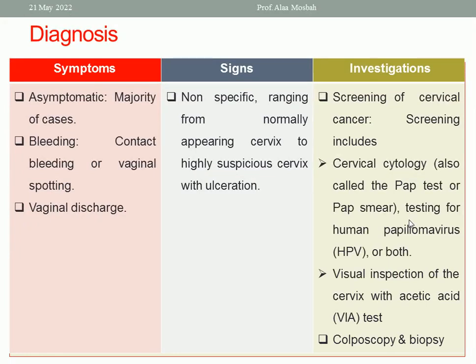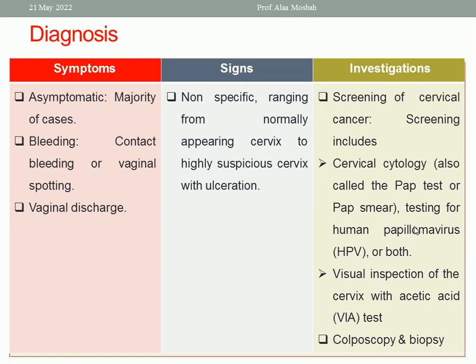Diagnosis depends on the symptoms and signs and investigations. Symptoms may be asymptomatic in the majority of cases, or there may be contact bleeding or vaginal spotting or vaginal discharge. On examination, there may be non-specific signs ranging from normally appearing cervix to highly suspicious cervix with ulceration.